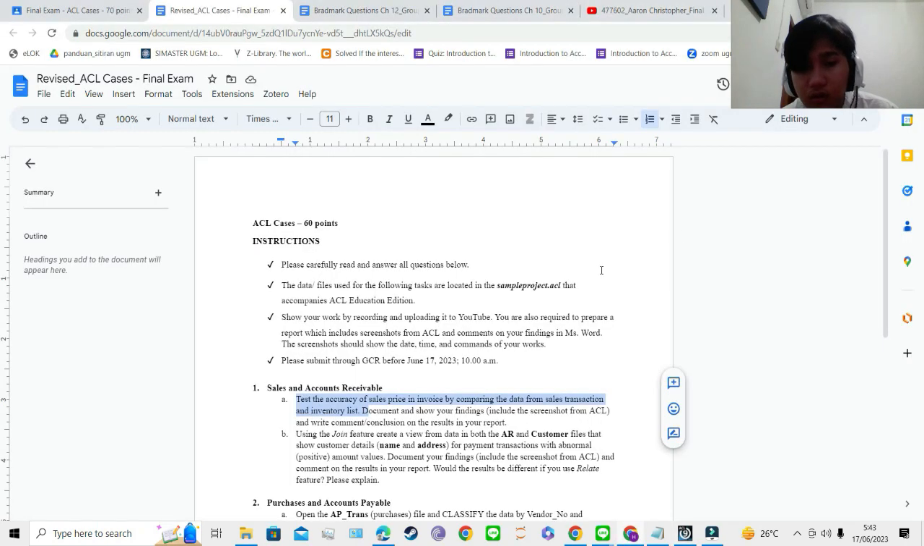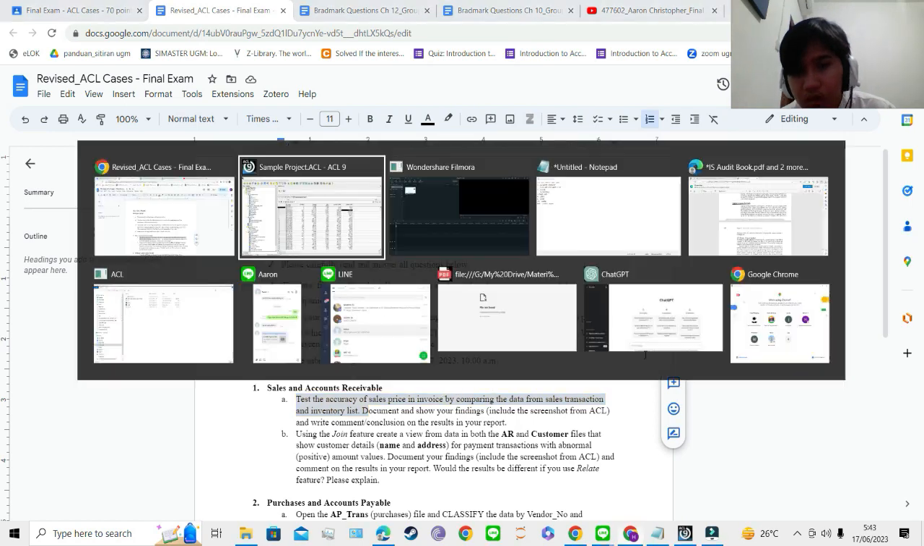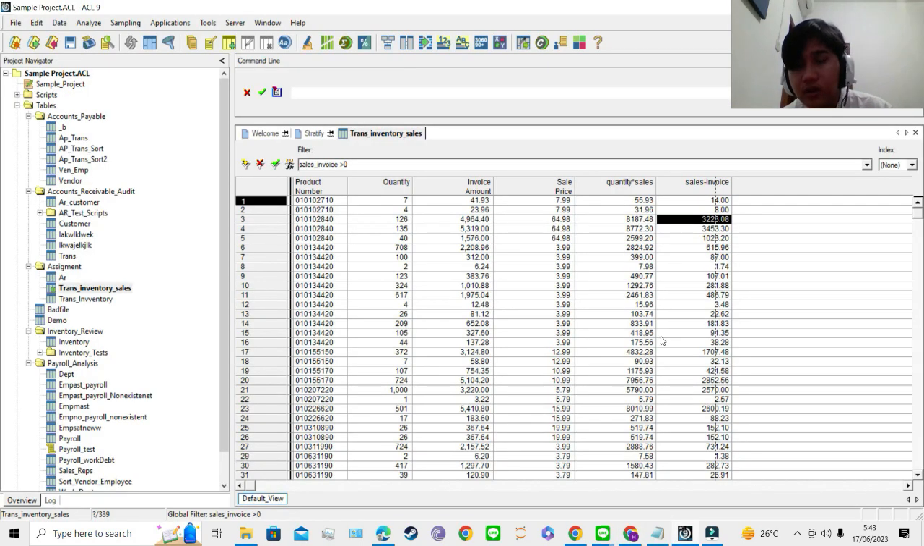That is why I concluded that there is too much inaccuracy between the quantity times sales price in the transaction table and the inventory.